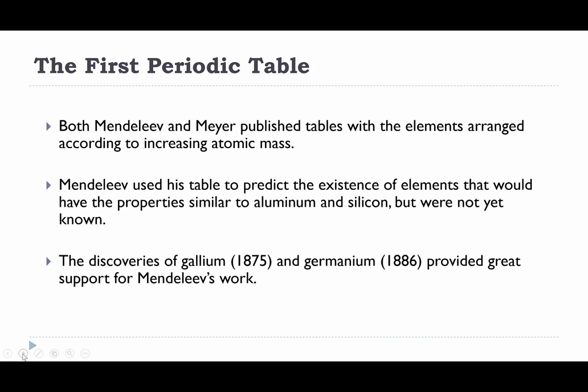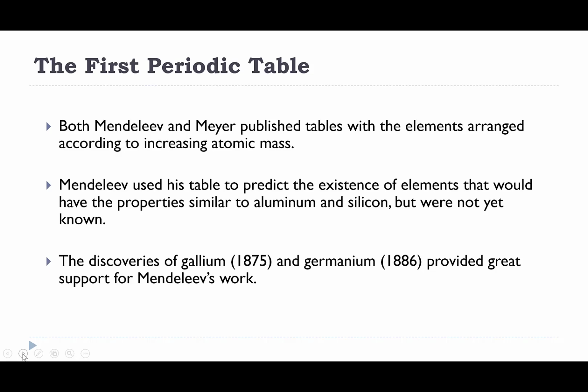All right, so first, kind of the history of the periodic table. How did we get it together? So both Mendeleev and Meyer published tables that arrange the elements according to atomic mass. For whatever reason, Mendeleev is the one that's always credited with it, but there were other scientists out there who were working on this same material and others that published it the same way that he did. He just tends to get credit.